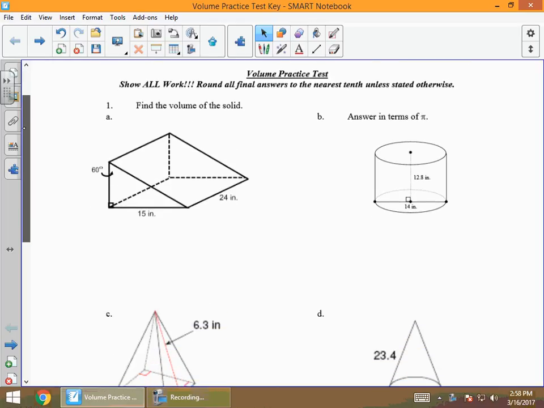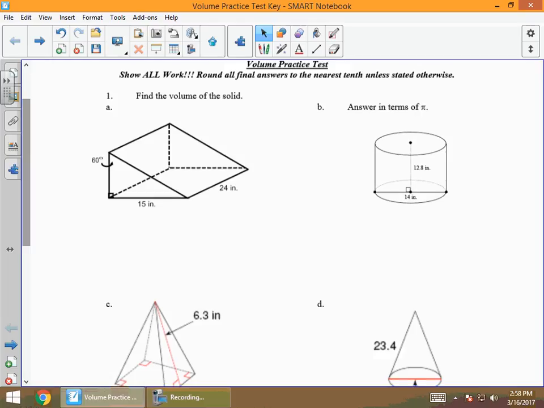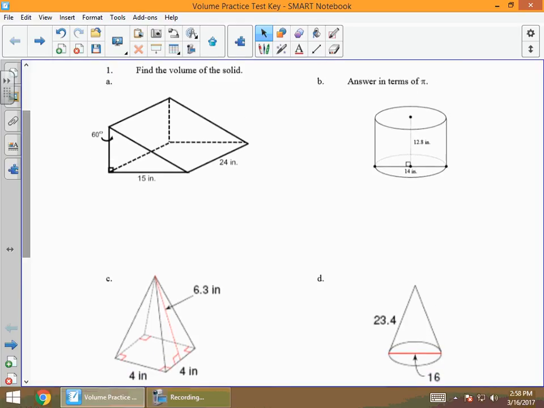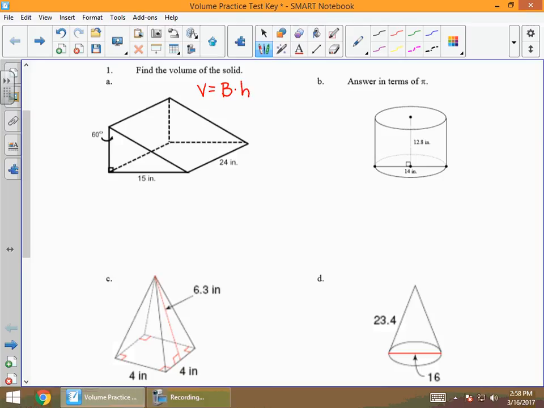All right, let's jump into this. It says show all work, round all final answers to the nearest tenth unless otherwise stated. So the tenth is 1 decimal point. So number 1 says find the volume of the solid. So this solid is a triangular prism. So that means I need to find the area of the base. So for the volume here, I need to find the area of the base times the height.